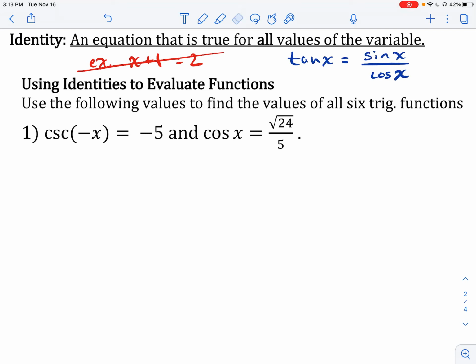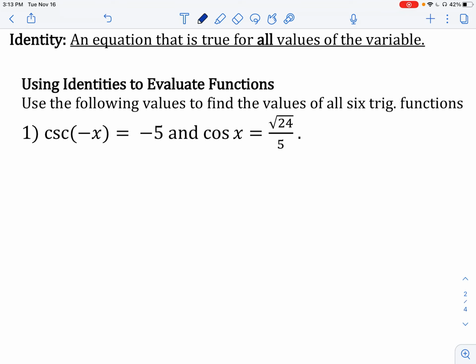Okay, so we learned a couple of identities last chapter. We're now going to start using them. So let's start with this problem here. We're told that the cosecant of negative x is equal to negative 5, and cosine of x is equal to root 24 over 5. We know that when cosine gives us a positive output, we could be in quadrant 1 or 4. But when we take that into account with what's given in the first part, we're told that the cosecant of negative x is equal to negative 5.